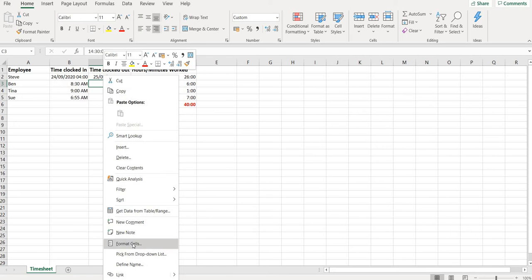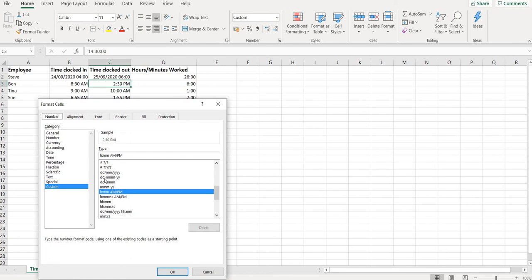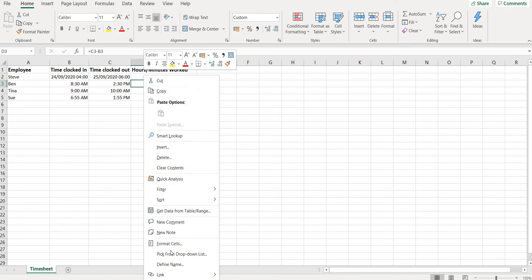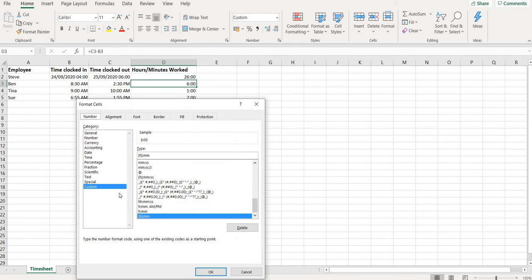Now, once again, format cells. You can see once again H:MM AM/PM. Now, the format in D3 is once again a custom format, and it's been very important for me to use the square brackets around the hours. Square bracket H square bracket :MM, and of course 6 hours is the right answer.